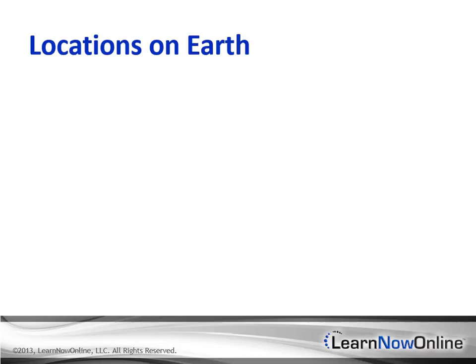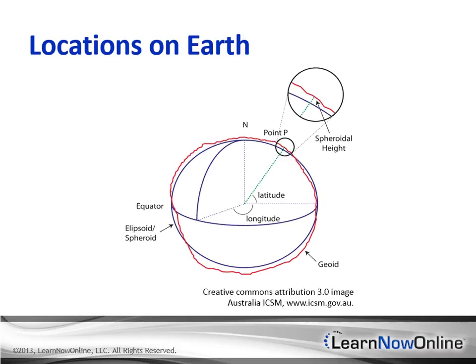Now, as a refresher, latitude is the angle north or south of the equator. Longitude is the angle east or west of the prime meridian, a north-south line that goes through both poles and Greenwich, England. And so here's a figure from the Australia ICSM that shows some of the relevant elements of the model for locating objects on the surface of the Earth.